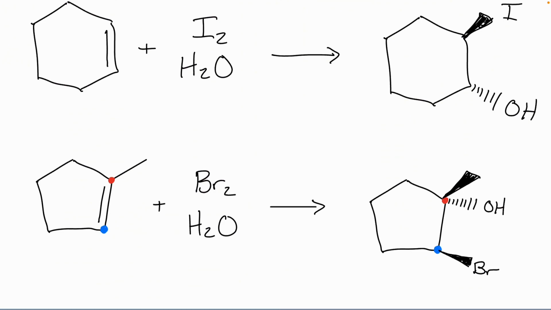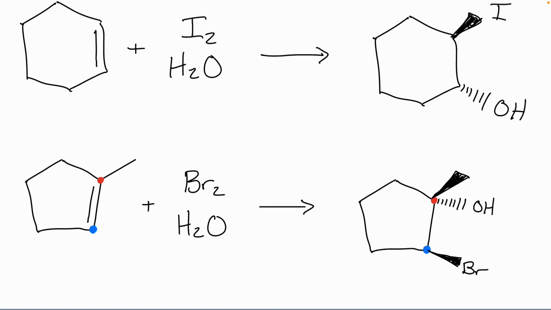There's another product that could have come out of that. You could have drawn where the dashes and wedges were exactly flipped. Right. So if all of your wedges were dashes and all of your dashes were wedges, that would be perfectly acceptable as well. Importantly, the OH group must go on this carbon, and these two must be pointed in opposite directions. Those are the two features your product would have to have, or it would be wrong.